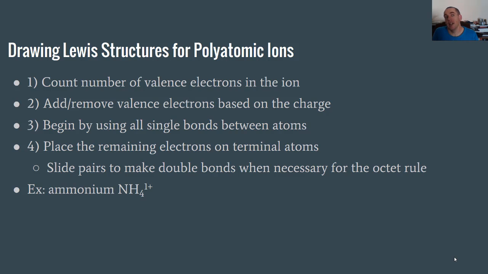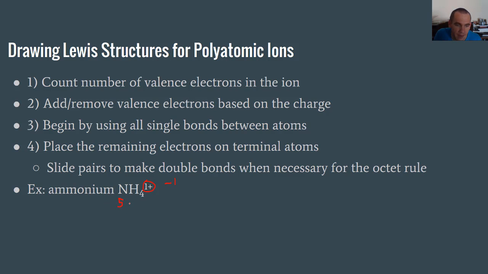We've looked at polyatomic ions before. Now we're going to draw their Lewis structures and get into a little more detail on them. So we'll start with a nice simple one, ammonium, which is NH4 1+. That 1+ tells us it's got one more proton than electron, and that occurs because it lost an electron.